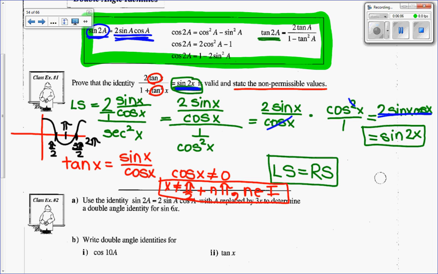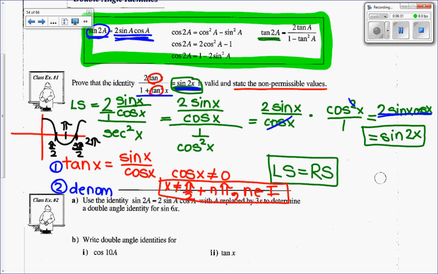Then we know that we also have to check for non-permissible values in the denominator. Remember, this was step 1. We had to check in cotangents, tangents, cosecants, and secants. But then our second step is we have to check our denominators. Now, when we check the denominator, we do have a denominator, but it's 1 plus tan squared x.